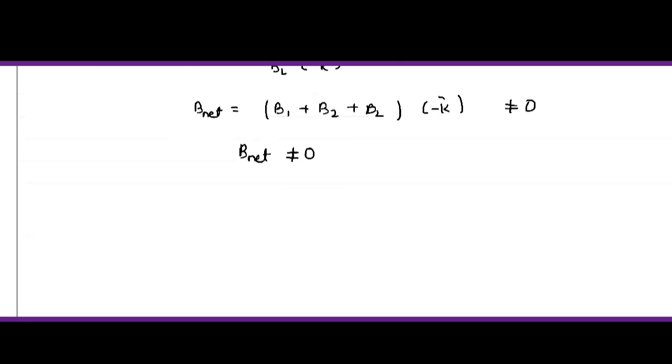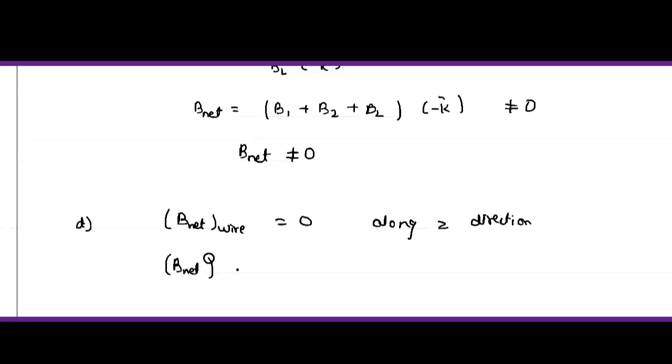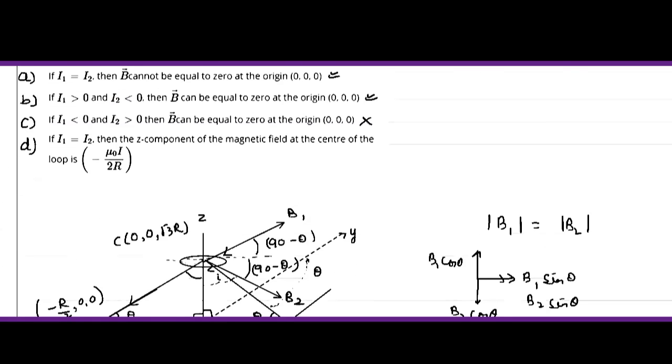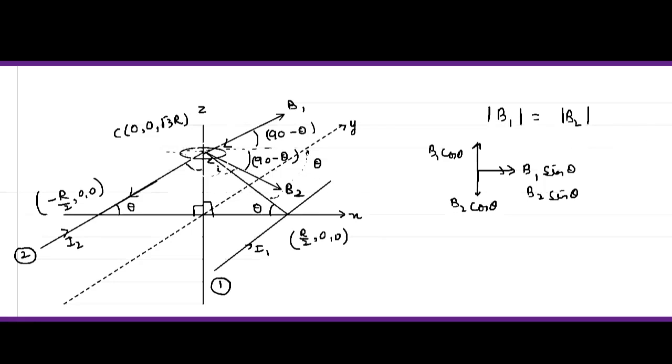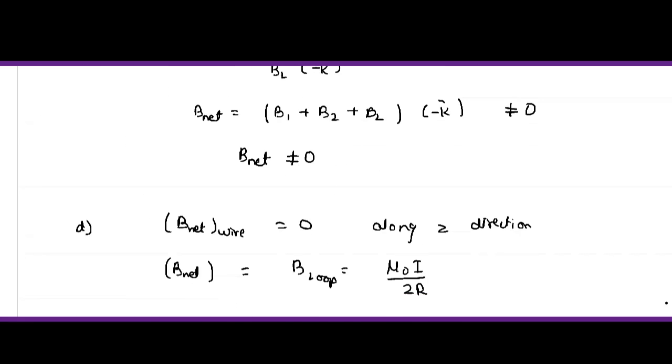This is important. So in the D case, the magnetic field B net due to the wire equals 0 along the Z direction. That means B net for the whole system would be due to the loop itself. And what is the magnetic field due to the loop? At the center, it equals mu naught I divided by 2r. And what would be the direction? It is in the clockwise direction, so this would be in the minus k cap direction, because the current is clockwise.